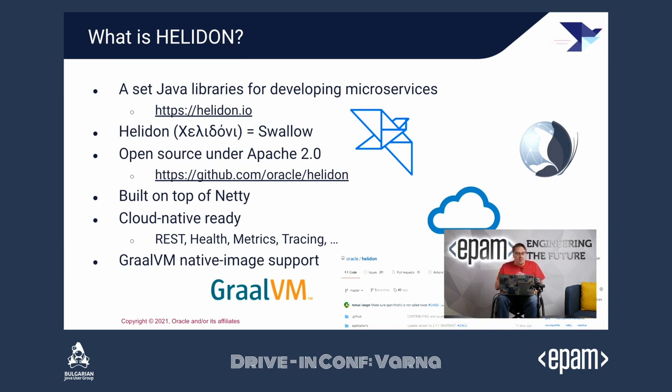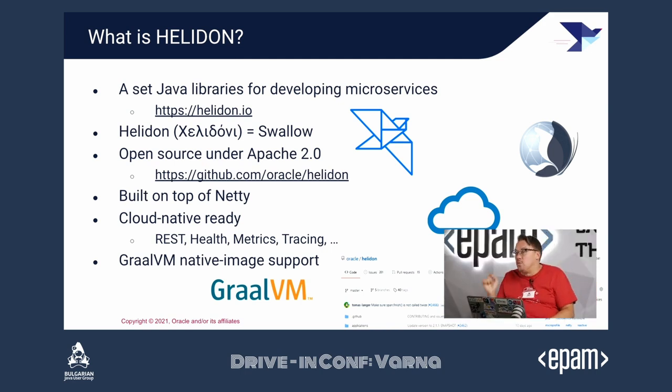Helidon means swallow in Greek language, so it's really nice name for calling a microservices framework, because like swallows, they are very fast. They fly in the clouds. They're very maneuverable. They're very brave birds, and I really like it very much. Actually, if you want a deeper dive in what Helidon is, just type Helidon in YouTube, and there will be a lot of videos, including myself.